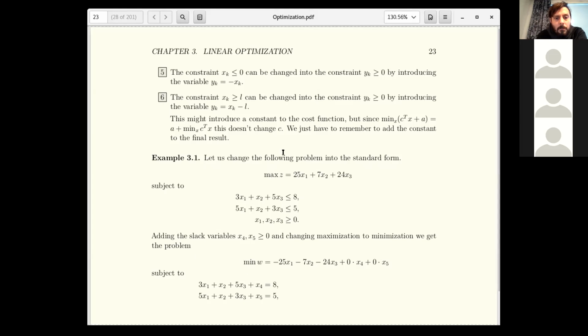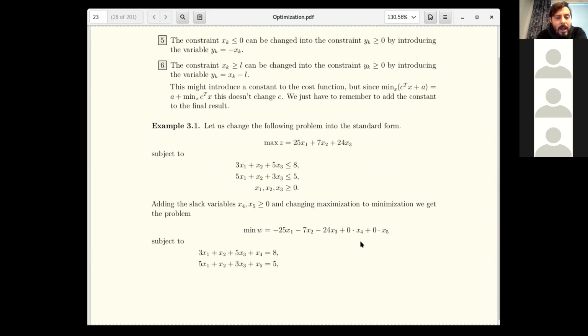Firstly, it's a matter of taste which we do first. We can say that this inequality here becomes an equality by introducing a slack variable x4. So this 3x1 plus x2 plus 5x3 may be smaller than or equal to 8, okay? By adding a slack variable x4, we can make it equal to 8. So if it's smaller than 8, then this x4 will be positive. And if it's equal to 8, then the x4 will be 0.